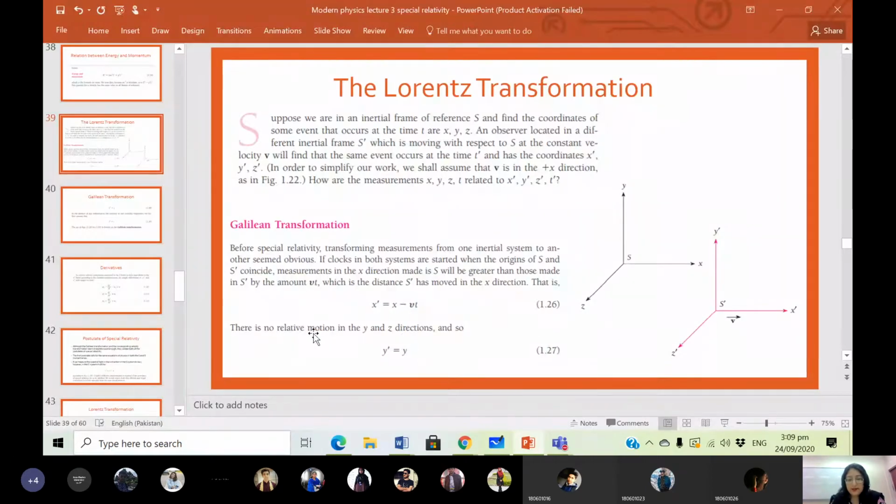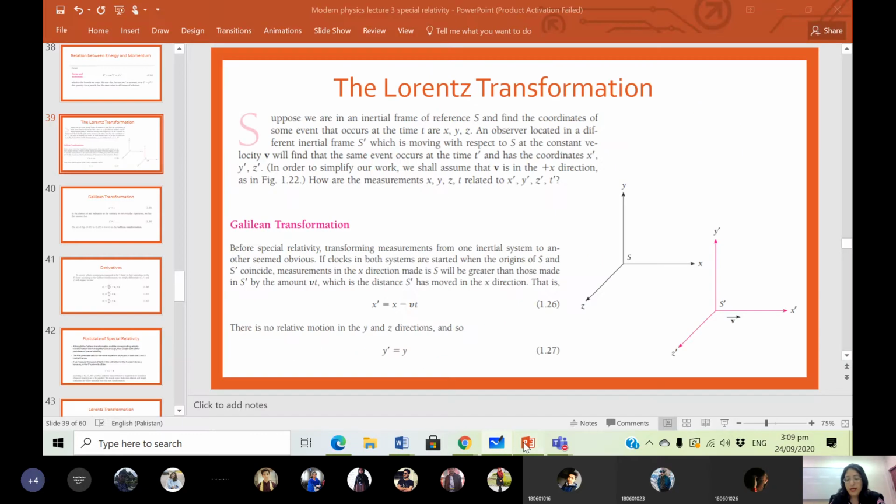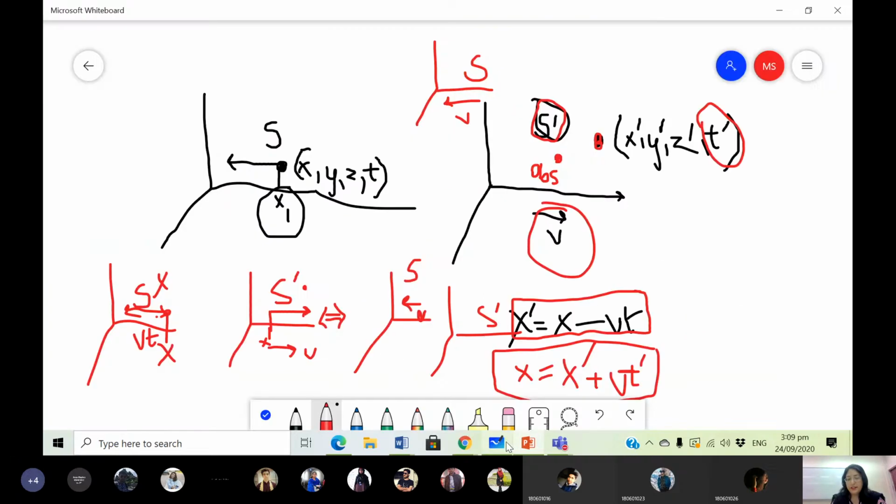Now what I'm saying is that if the frame is moving only in the x direction, then what will the y coordinate be? It will not change because there's no relative motion in the y direction. Both frames are not moving relative to each other in the y direction, therefore y will be equal to y dash.